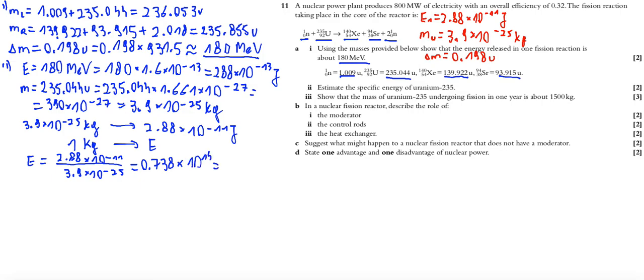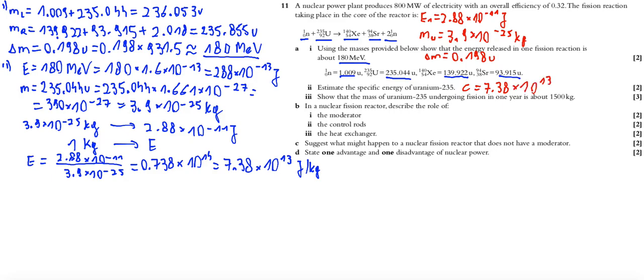or 7.38 times 10 to the power of 13 joules per kilogram. So specific energy is the amount of joules which can be obtained from 1 kilogram, and I've obtained 7.38 times 10 to the power of 13 joules per kilogram. Okay, so write this somewhere. So this specific energy is 7.38 times 10 to the power of 13 joules per kilogram.